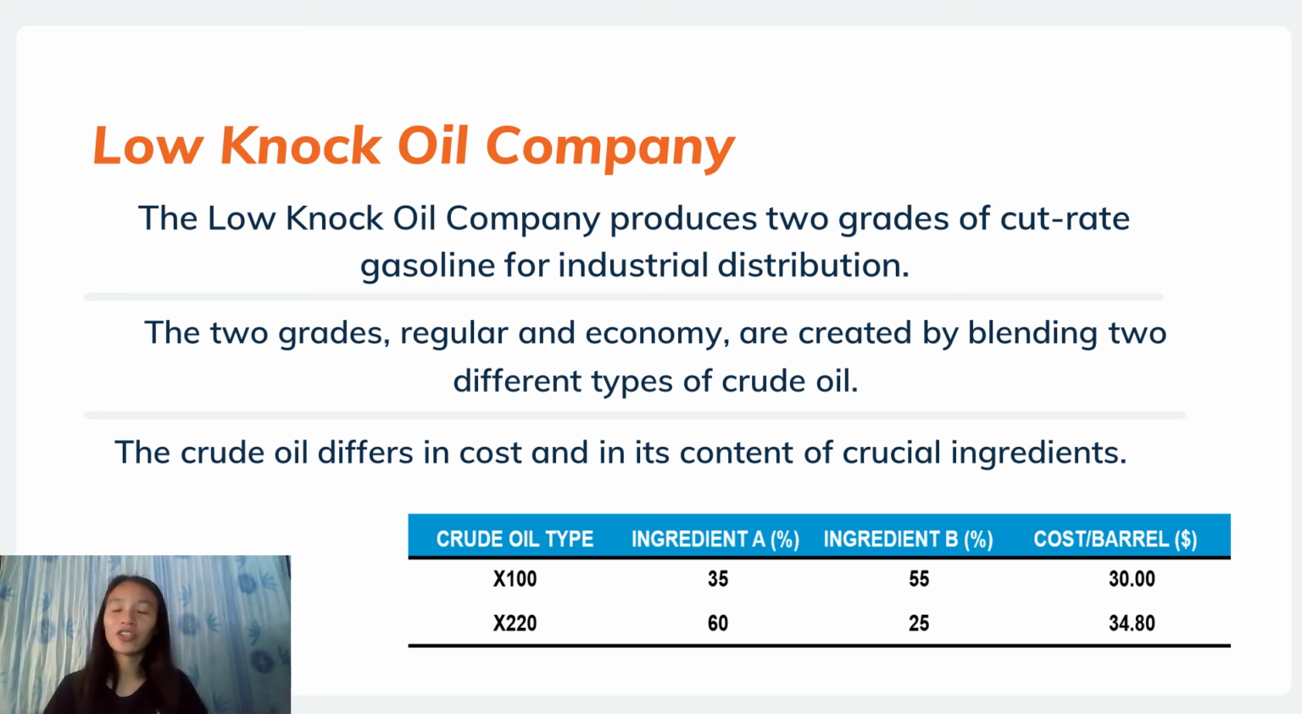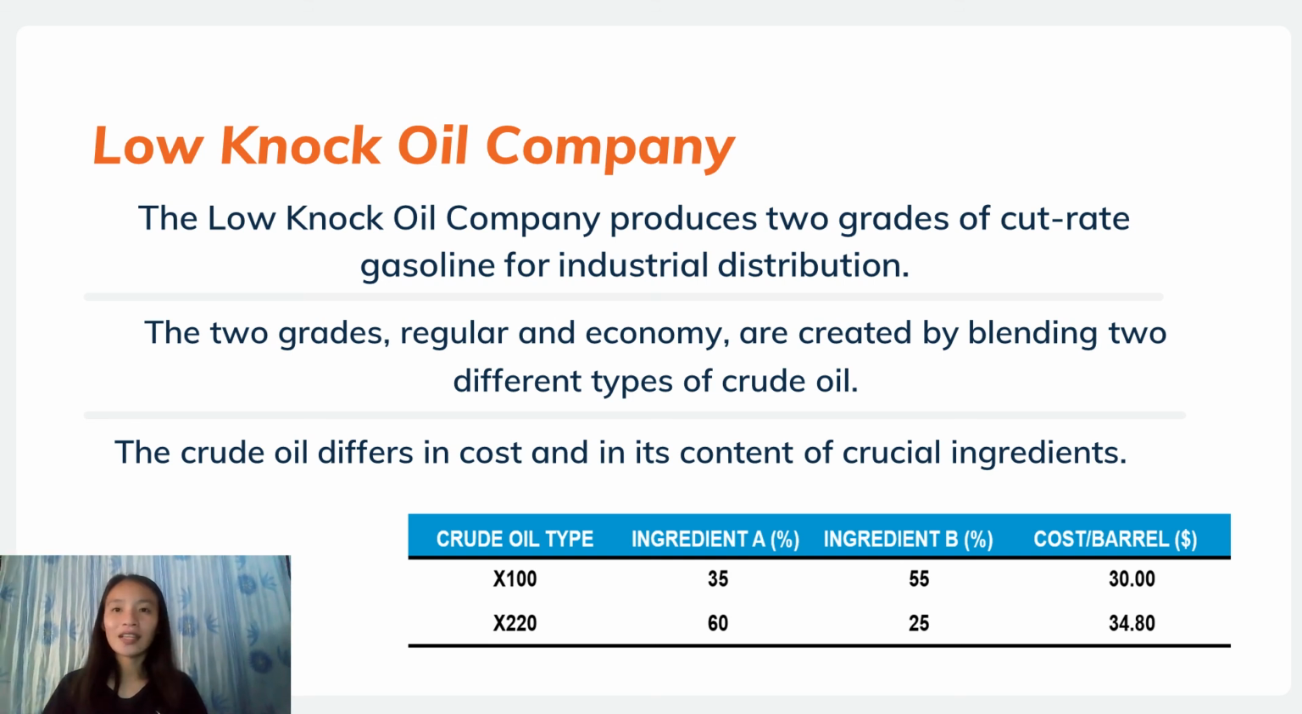Weekly demand for the regular grade of Low-NAC gasoline is at least 25,000 barrels, and the demand for the economy is at least 32,000 barrels per week. At least 45% of each barrel of regular must be ingredient A, and at most 50% of each barrel of economy should contain ingredient B. The Low-NAC management must decide how many barrels of each type of crude oil to buy each week for blending to satisfy demand at a minimum cost.